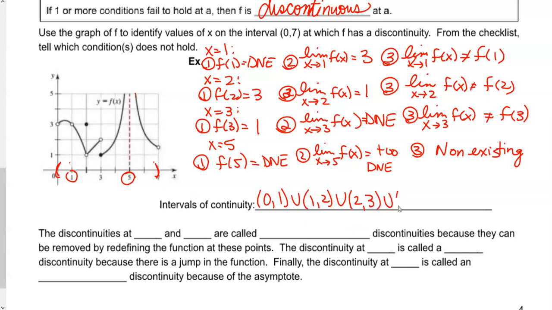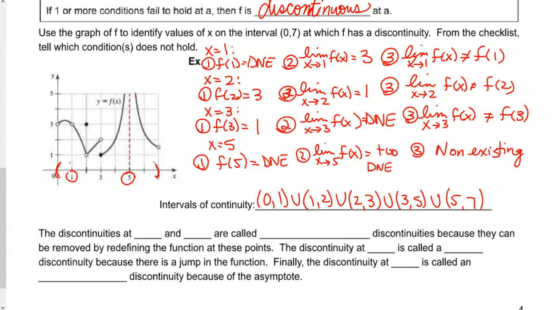From 3, we can skip over 4. We're continuous through there, but we have an asymptote at 5, so we're not equal to 5. You can't hold that in there, so 3 to 5. And the last one will be from 5 and ending at 7. Notice we're not including 7. We're not including 0 at the beginning, so therefore these two, that's a parenthesis and that's a parenthesis as well.